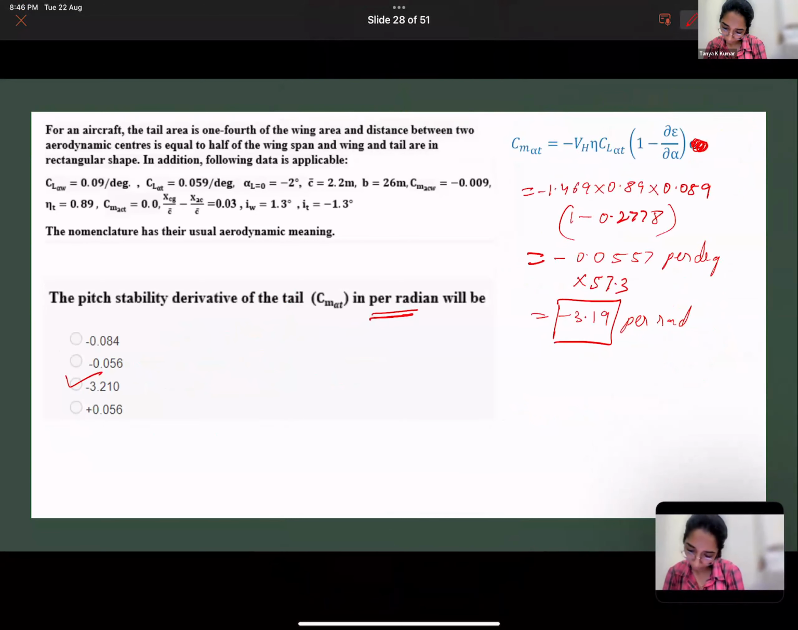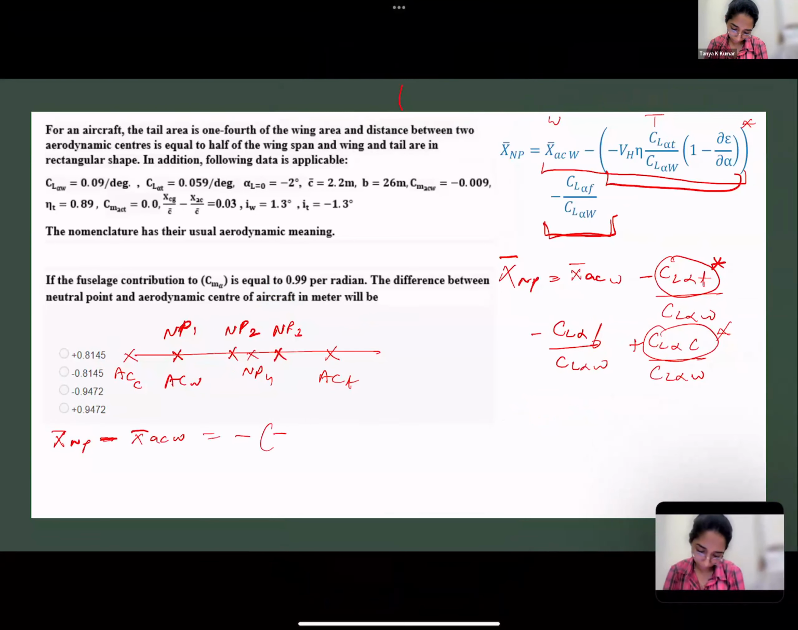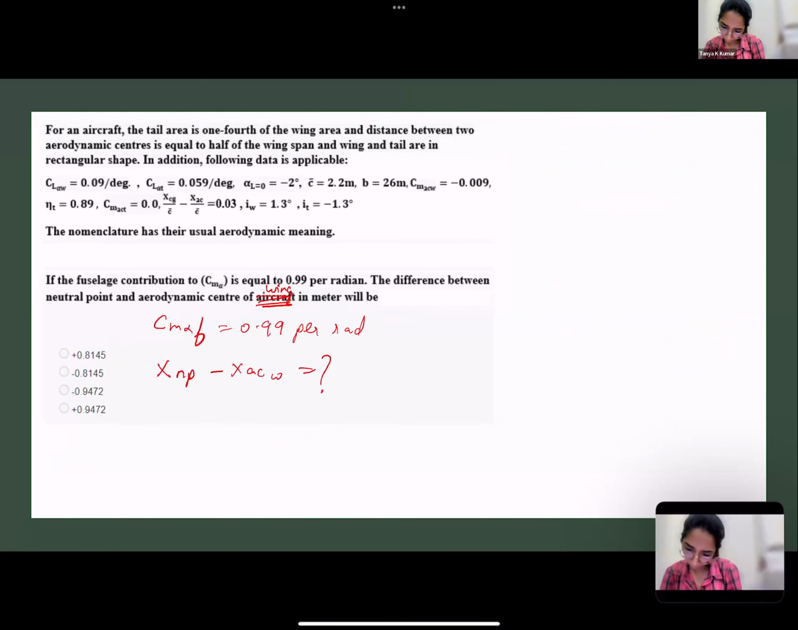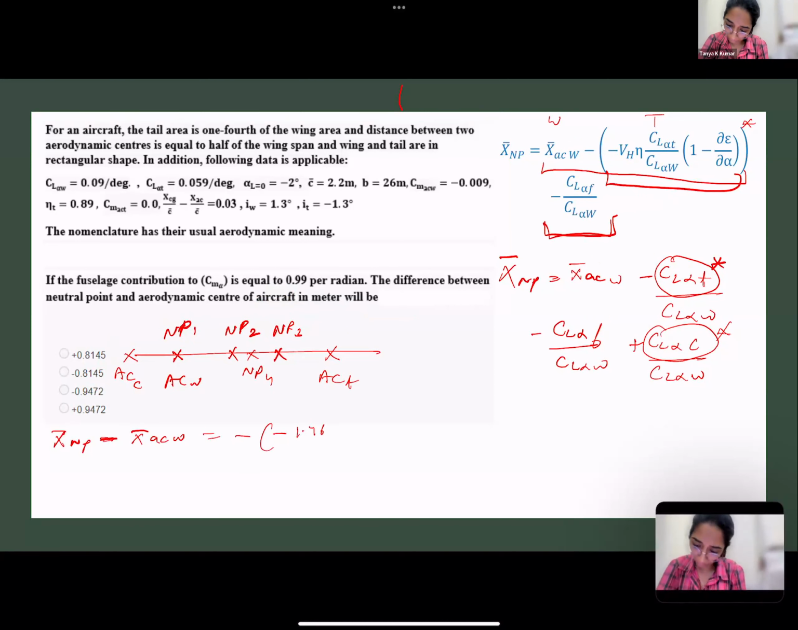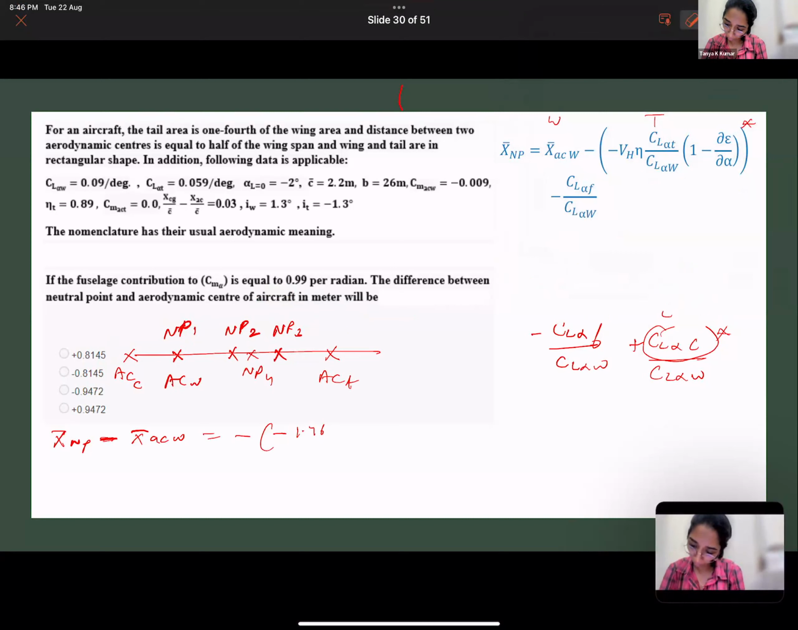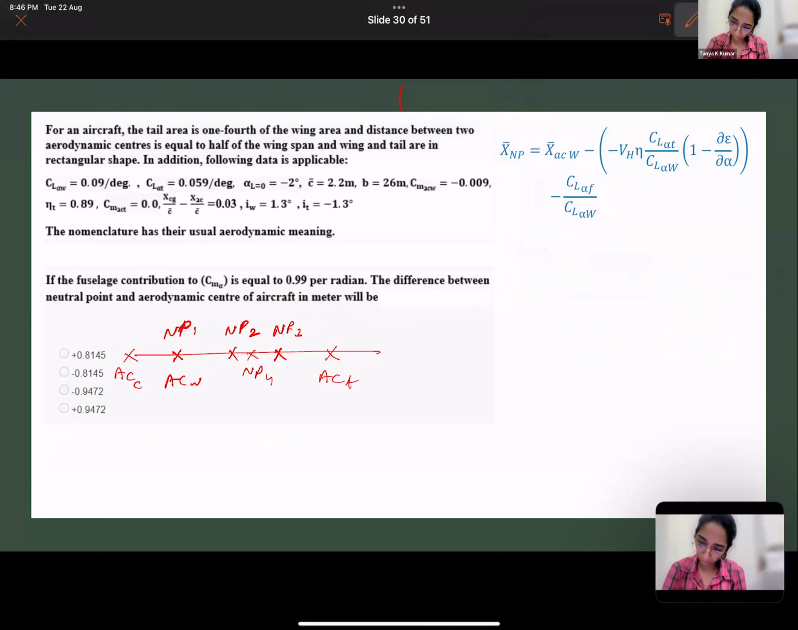VH. VH was 1.469. Okay, this quantity we have calculated. This is CM. Okay, my bad. It is CM. The formula is wrong. Sorry. I'll just write this again. Okay, so this is supposed to be CM.